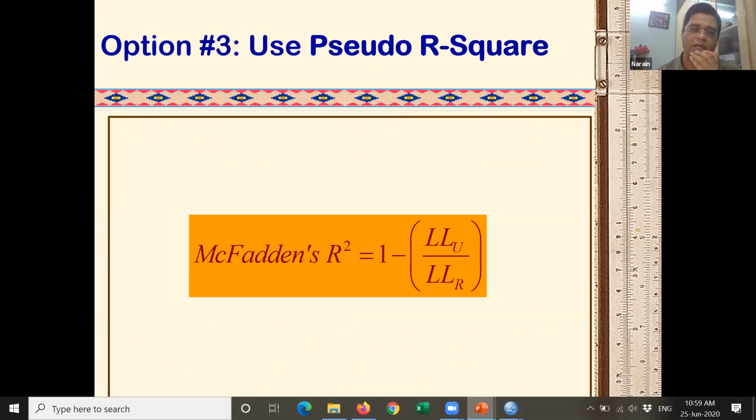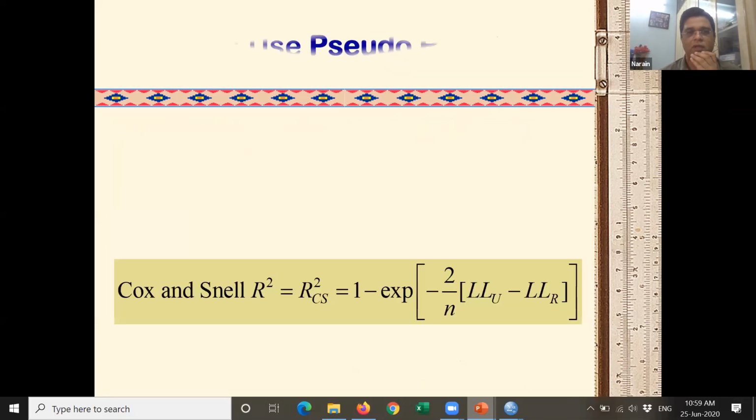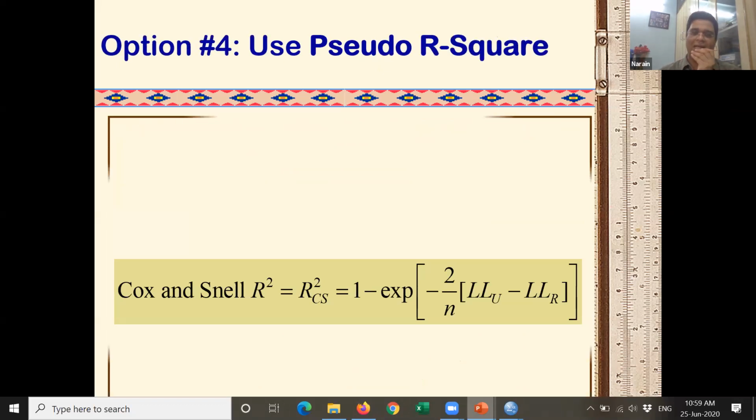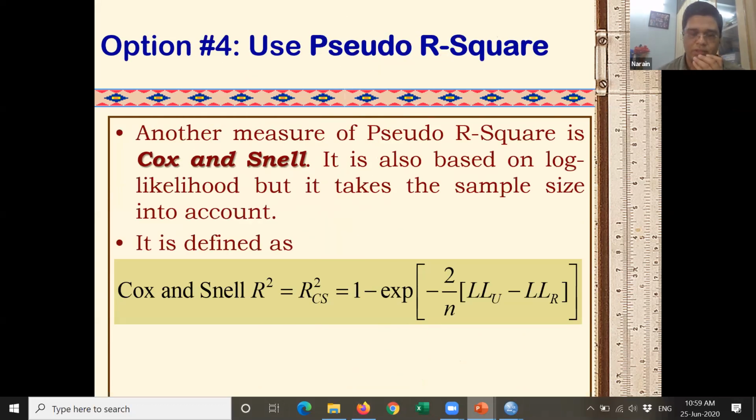Other measures which you can take up is something called the McFadden's R square, which tells you how good your model fit is. Generally a McFadden's R square between 0.2 to 0.4 is preferred. Then there's something called the Cox and Snell R square measure, which is again defined by this mathematical version. These are all pseudo R squares which are not actually R square in the normal regression version, but an equivalent of the R square in a logistic version.